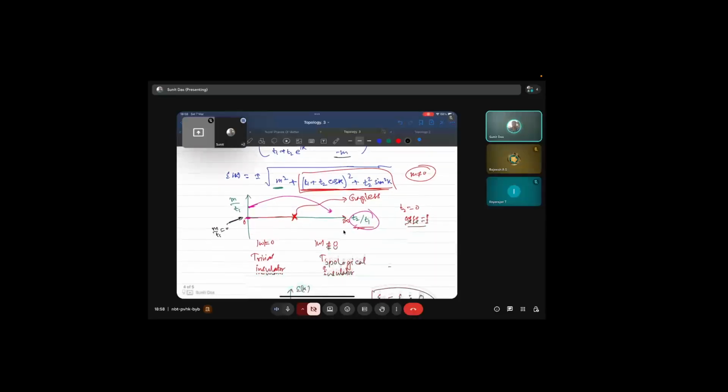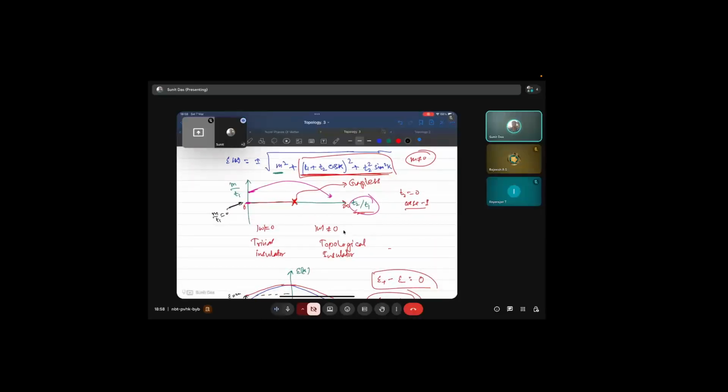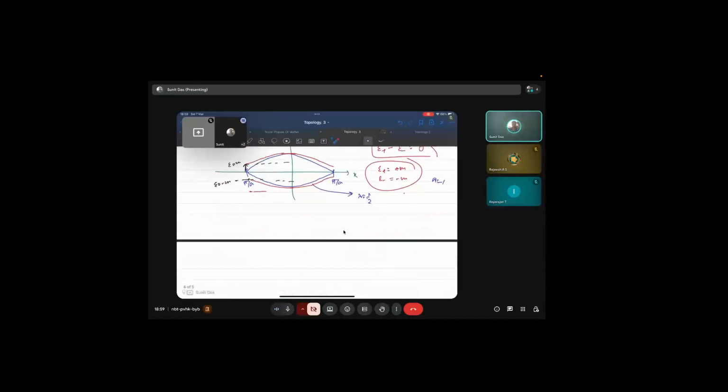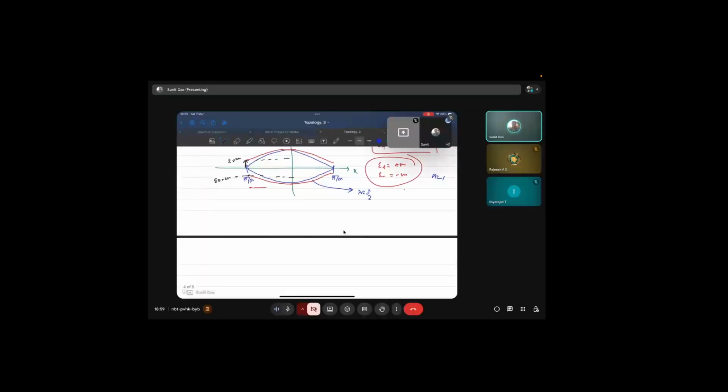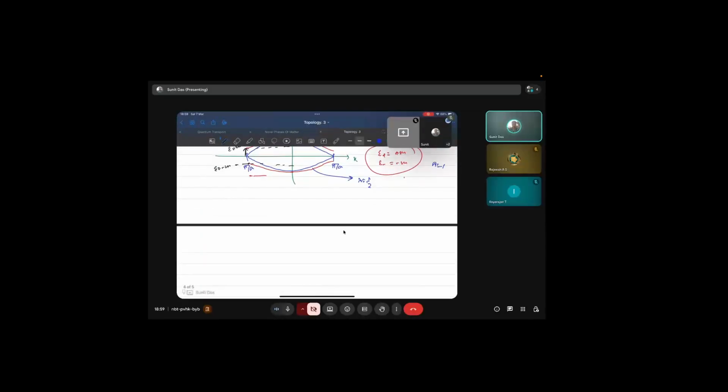And when we talk about this going from trivial to, let's say, topological, if you're following this particular path at finite m, the system always remains insulated, and then it is transitioning. Okay, and then we want to study what symmetry this m term breaks and how it allows it.